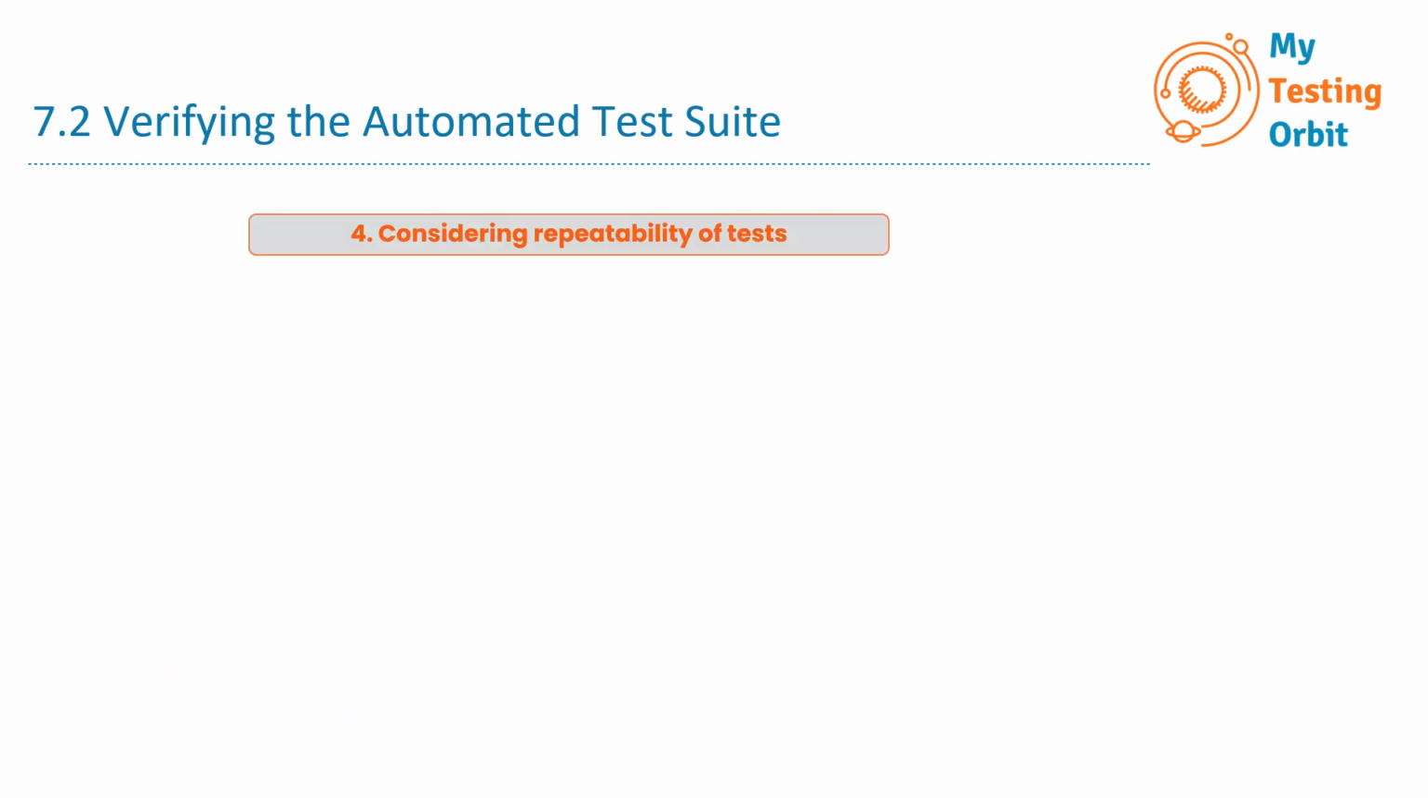Then we have number 4, considering repeatability of tests. When repeating a test, the result or verdict of the test should always be the same. This means that each time we run a test, it should always give the same result. For example, if we test a calculator application and we add 2 plus 2, it should always give the answer as 4 whenever we run that specific test.